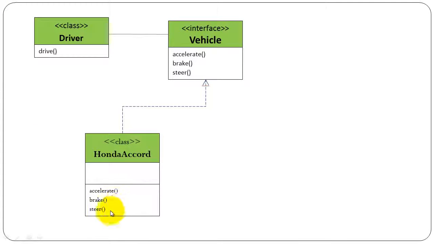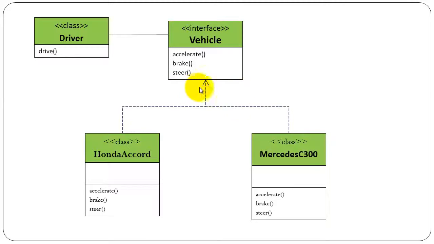What are the advantages of interface? It separates the user of the interface from the implementer of the interface. In our example, what happens if you want driver to drive a Mercedes C300 instead of Honda? Simple. We create a new class Mercedes C300 which implements the vehicle interface. The changes in driver are very minimal. It is for this reason we are encouraged to use the interface instead of a class directly.